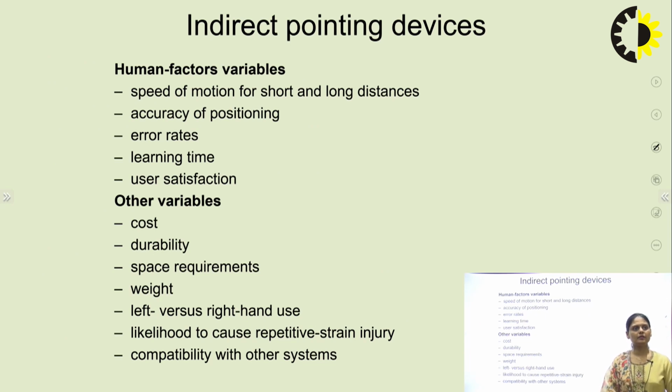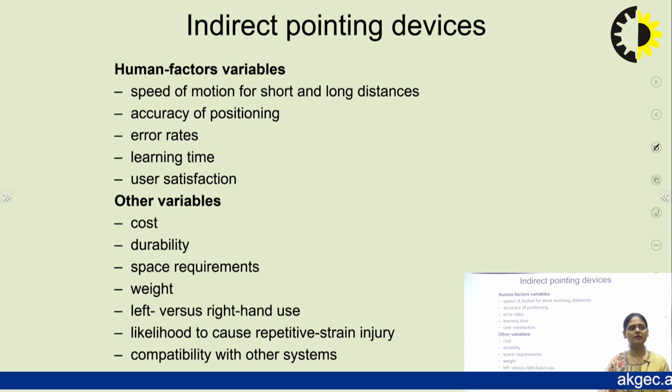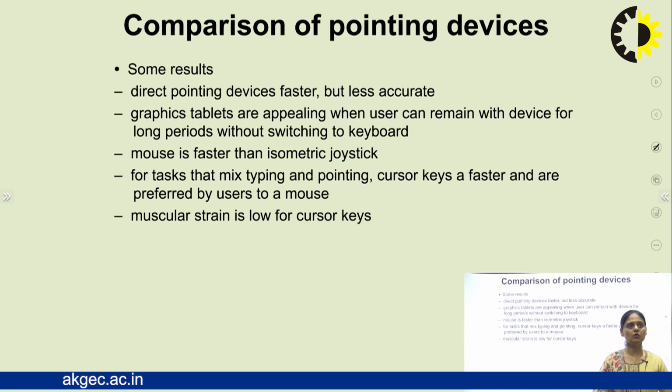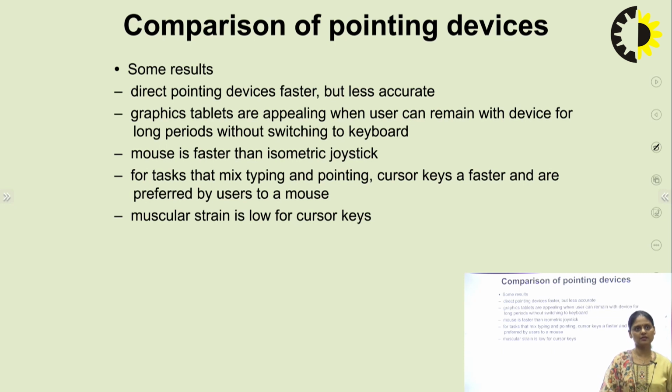Some human factors and variables are involved when we go for indirect pointing devices, such as speed of motion, accuracy, error rates, learning time, and user satisfaction. All these variables are there, and thereafter cost, durability, space requirement, and weight are also factors when we opt for indirect pointing devices. We need to consider all these variables, and only then can we choose whether to go for direct or indirect pointing devices. So the comparison is that direct pointing devices are faster but less accurate.